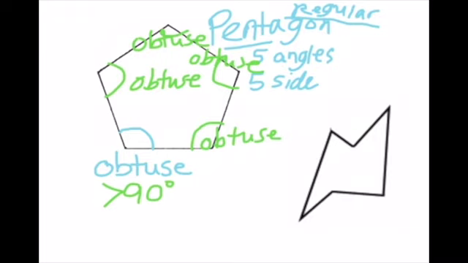Another thing about a regular polygon, or a regular pentagon in this case, is it has a line of symmetry. If I cut this in half, it'll be exactly the same on one side as it is on the other side. So let's take a look at the next shape.